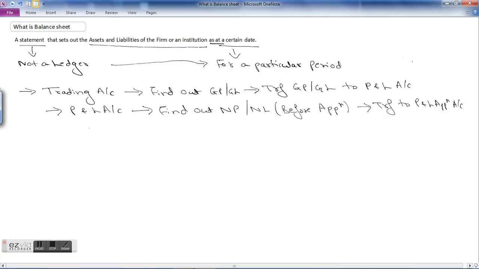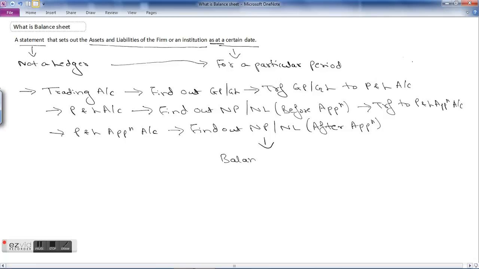Then you prepare your P&L appropriation account and find out your net profit or net loss after appropriation, and then this is transferred to your balance sheet. So it will be prepared only after preparing your trading account, P&L account and P&L appropriation account. When you prepare the balance sheet only after preparing all these accounts, it will show a correct picture.